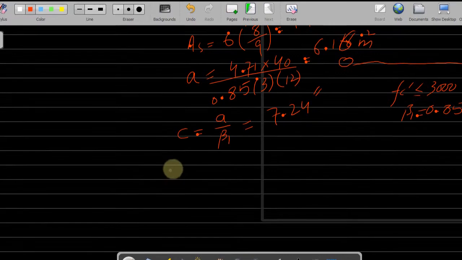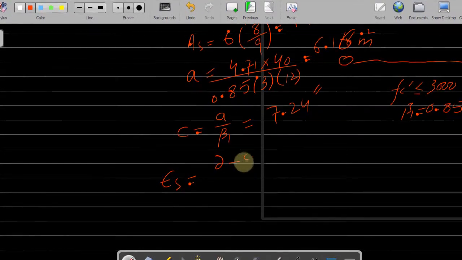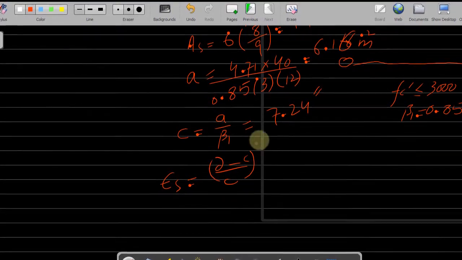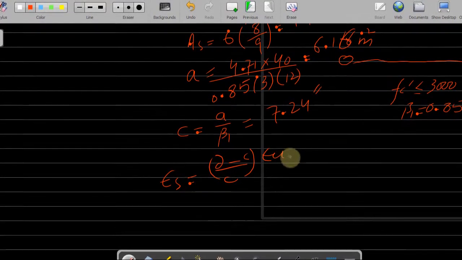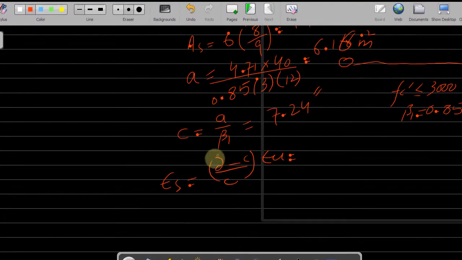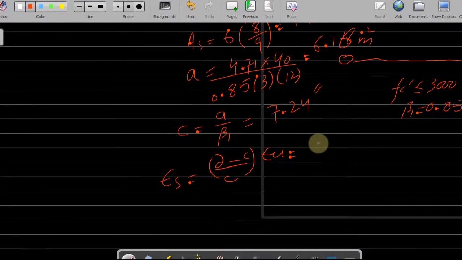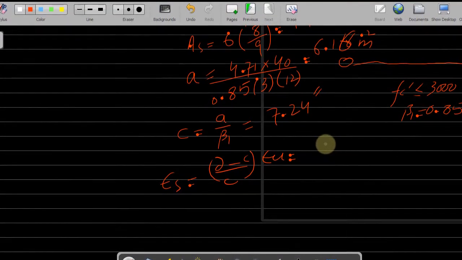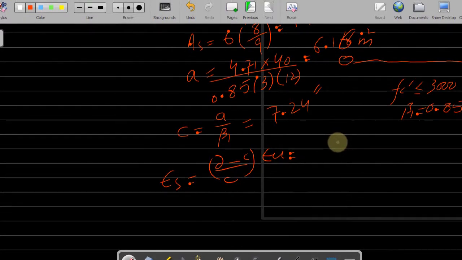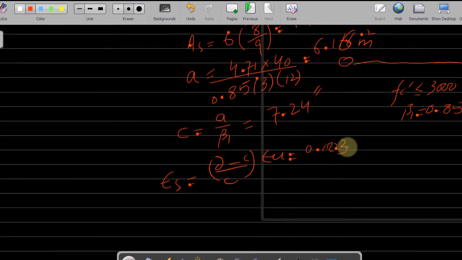After doing this, you will find the strain in the steel by using proportionality, as we did in the first example, using the strain in concrete, that is 0.003, and we know d, that is 15. Just plugging in all the values, you will get the epsilon s value, that is 0.00321.